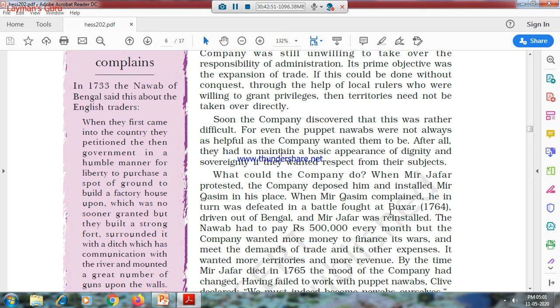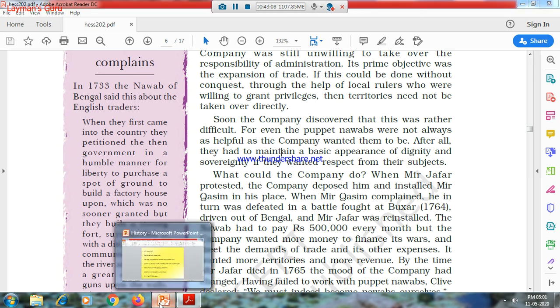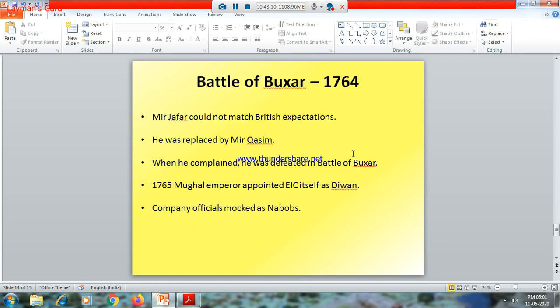Then again Mir Qasim also complained, "What is this? You are just robbing us in daylight." But the British said, "Okay, then you also get out. We ourselves will become Nawabs." But Mir Qasim fought a battle that is called the Battle of Buxar in 1764, just 7 years after the Battle of Plassey.